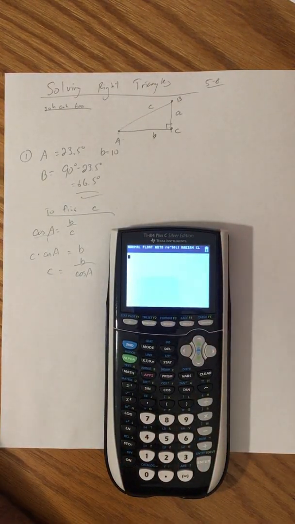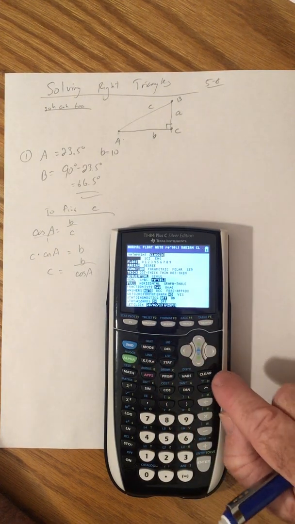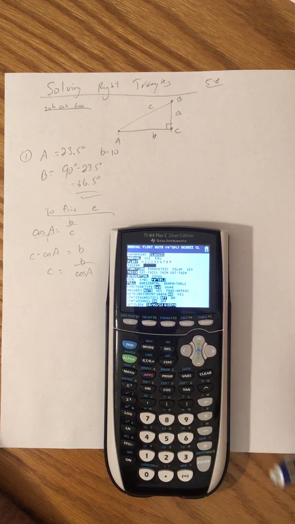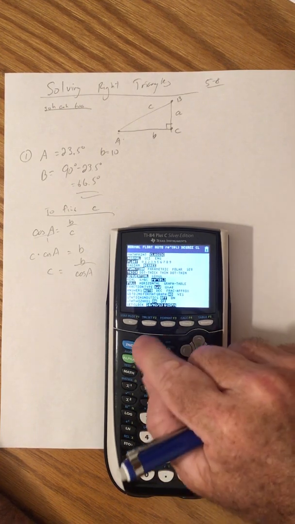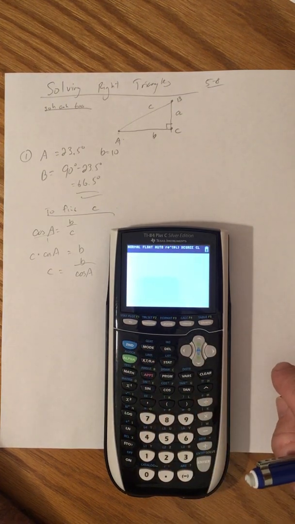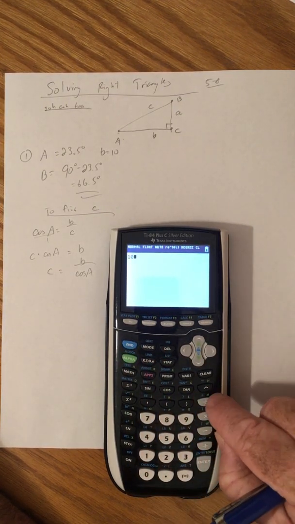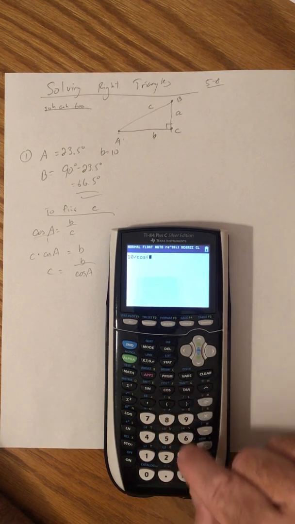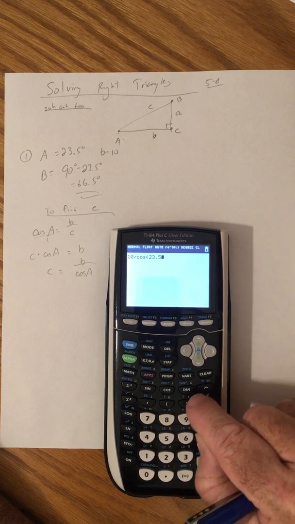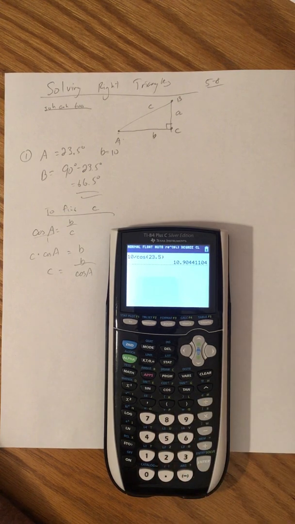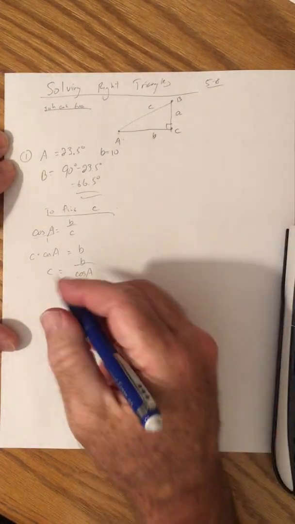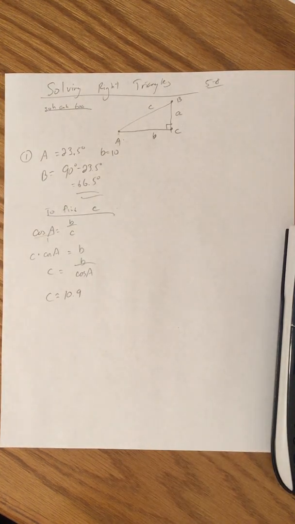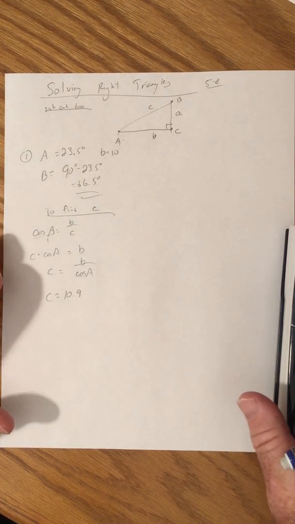Okay, so I'll calculate. Now, the first thing we do is check the mode, because we have been working in radian and degree, but triangle problems are always done in degrees. Okay, so we're in degree mode, and B is given as 10, and we divide that by the cosine of 23.5. And there we have it. So C is 10.9 approximately, and we're going to the nearest tenth of a degree and a tenth of a unit. Those are the rounding parameters.